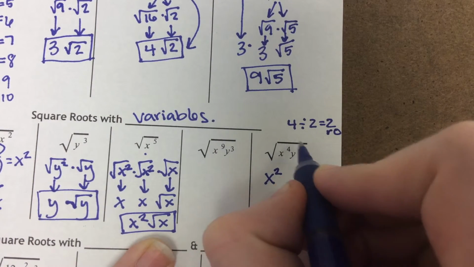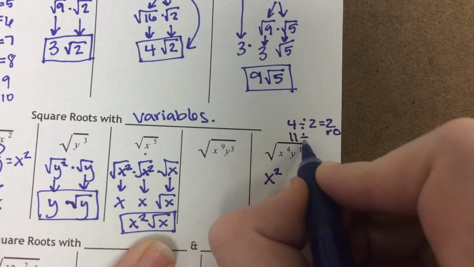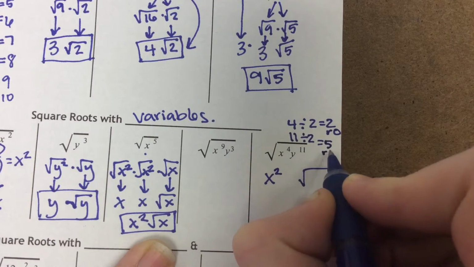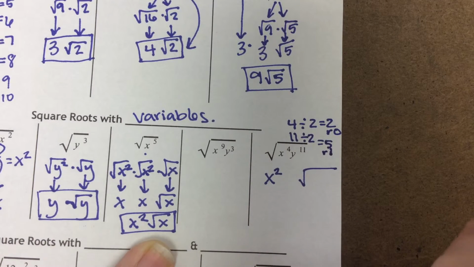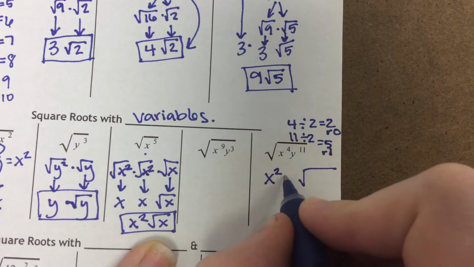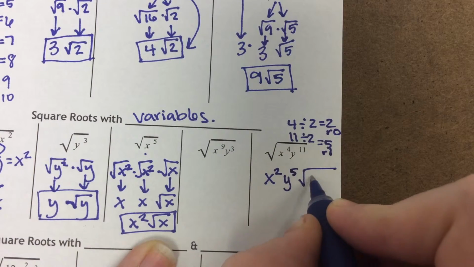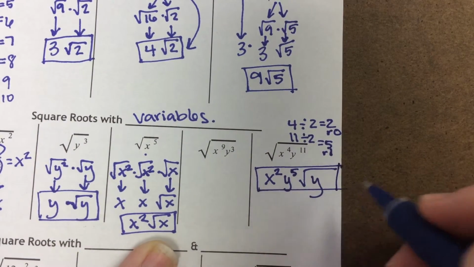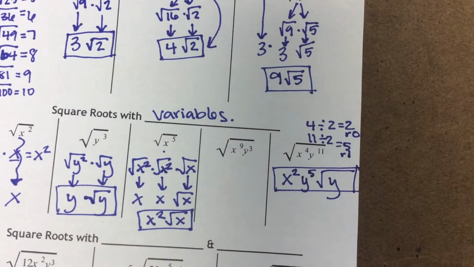Okay. How many times does 2 divide evenly into 11? Well, it goes in 5 times with a remainder of 1. Since it goes in 5 times, we have a y to the 5th, and then 1 remaining y inside of our square root. We'll do some more practice problems on the next video, more square root practice. So if you need some more practice on this, try the more square root practice.